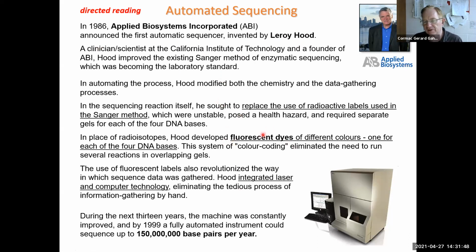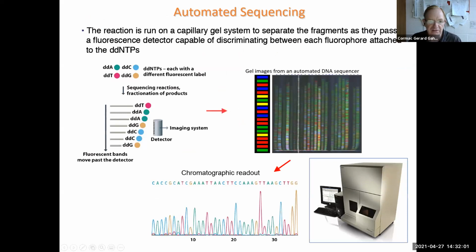But the most important thing is that he developed fluorescent dyes of different colors, one for each of the 4 DNA bases. In the next slide, he made the A green, the C blue, the G yellow, and the T red. So he made different colored dyes for the chain terminators.